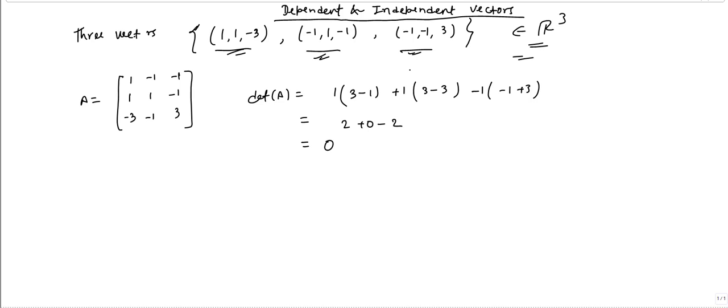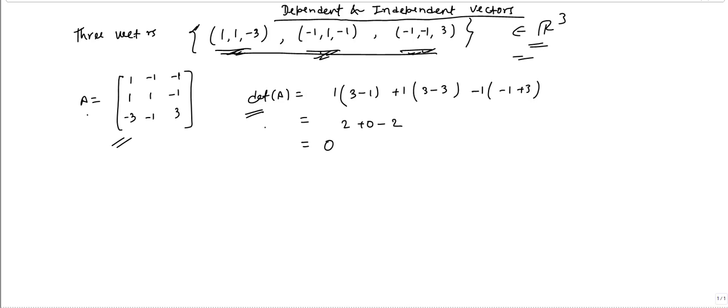We know a method: we form a matrix by writing these vectors column-wise. We can see this matrix here, and if the determinant of this matrix is 0, then we say these vectors are linearly dependent. Now this is the matrix A, and we calculate its determinant.